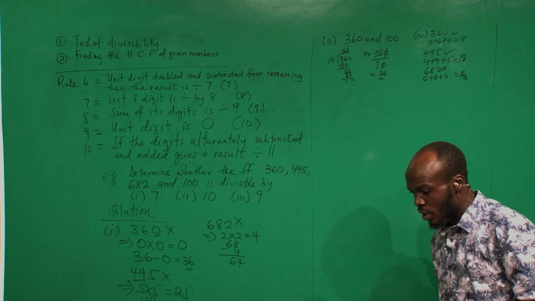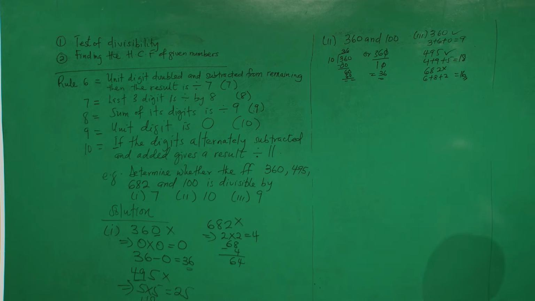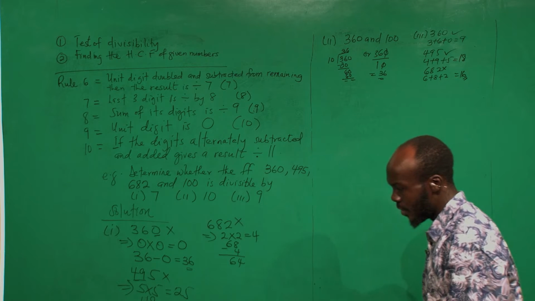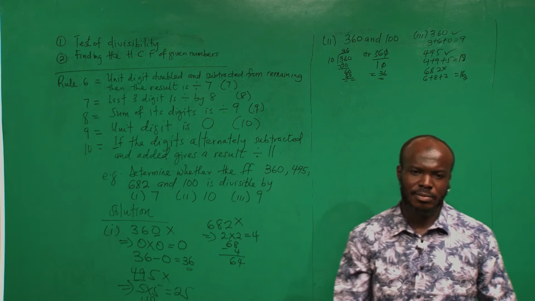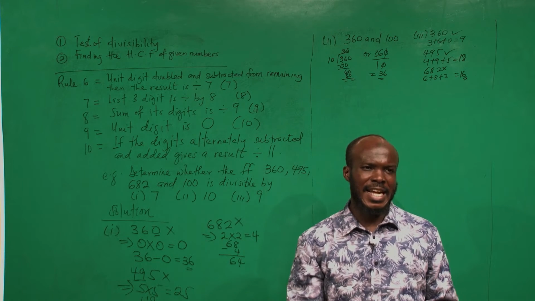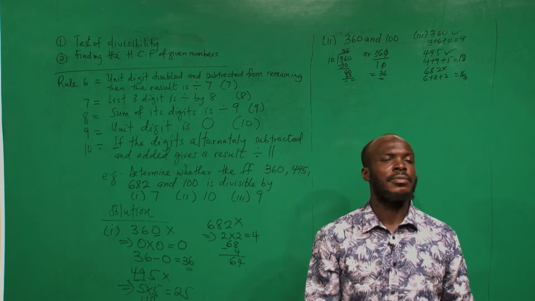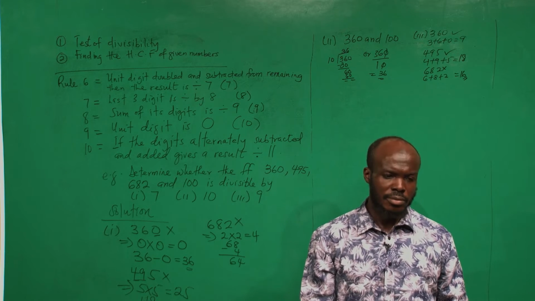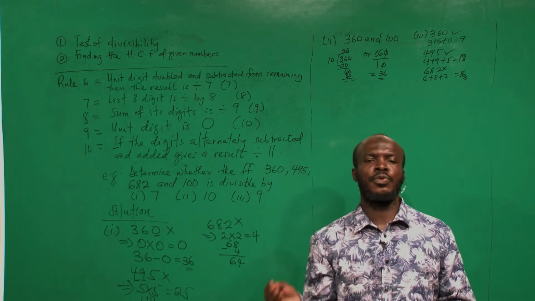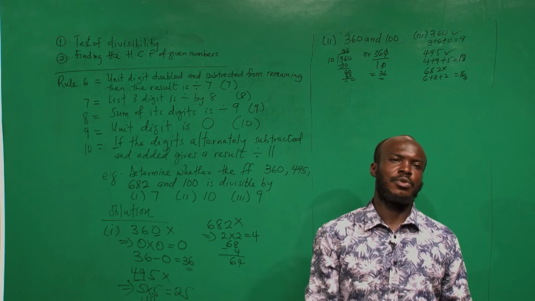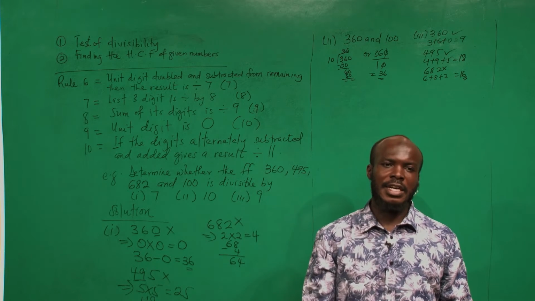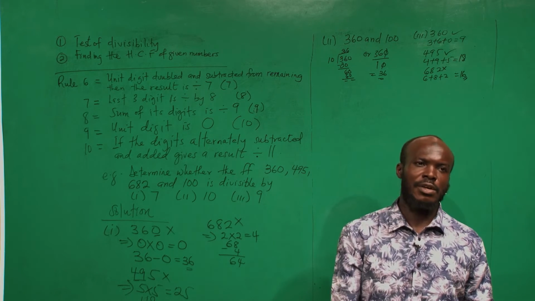Now let's go to the next topic, which is finding the HCF of given numbers. That is the highest common factor. So the other day I asked you what is a factor. And we said that a factor is a number that can divide another number exactly without a remainder. Example, 3 is a factor of 15 because 3 goes into 15 5 times, or 3 times 5 gives us 15. So 3 is a factor of 15 and 5 is also a factor of 15.